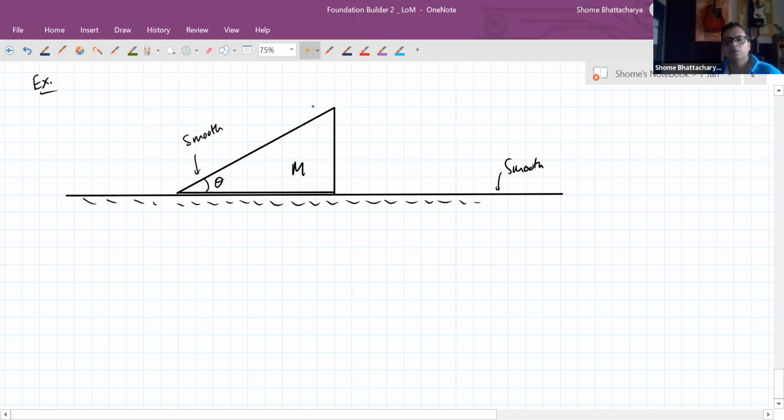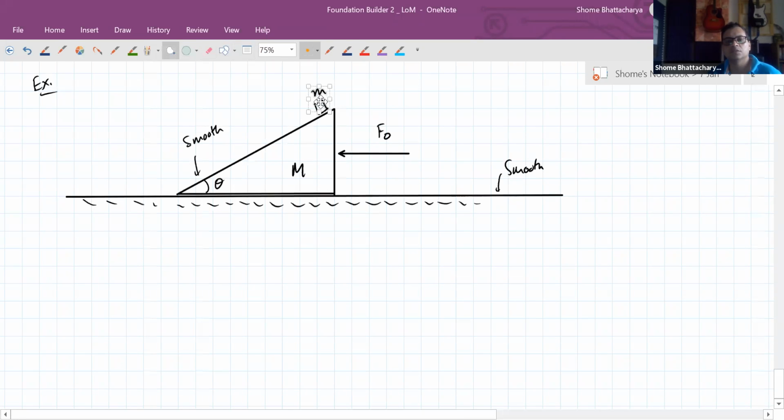Okay. And what we do is we now place another smaller block on this. And the moment we place this block, we now start pushing this system with some horizontal external force F naught. Okay. In fact, we can just place this.